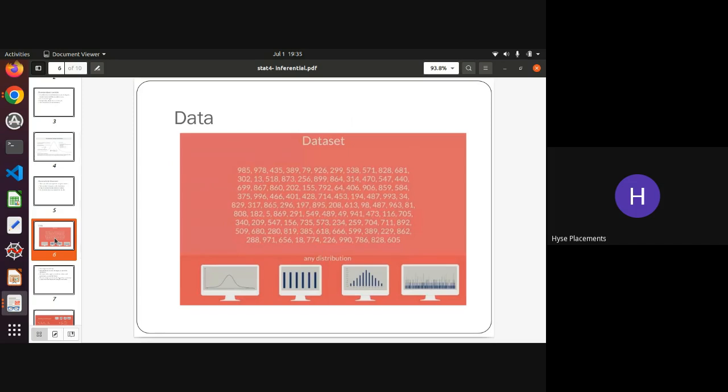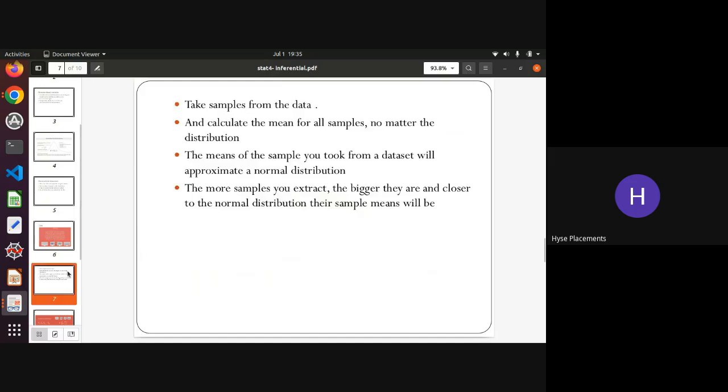This central limit theorem, we have already done. Yesterday, if you remember, we took a set of data points, randomly picked some data points, and then took samples from the data. We calculated the mean for all the samples, no matter the distribution. The means of the samples you took from a data set will approximate a normal distribution.